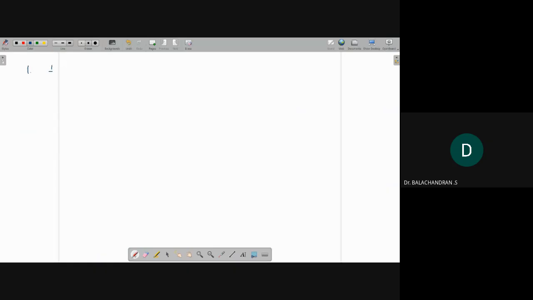If sin of theta plus i phi equals cos alpha plus i sin alpha, prove that cos square theta equals plus or minus sin alpha. This is the problem I gave.